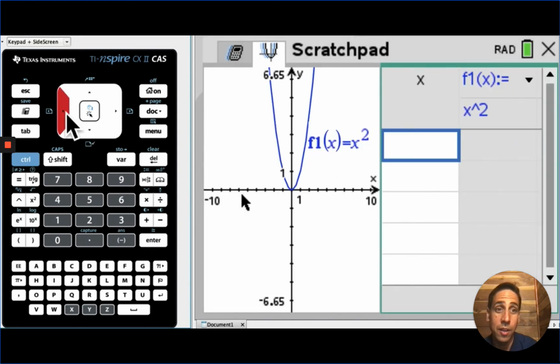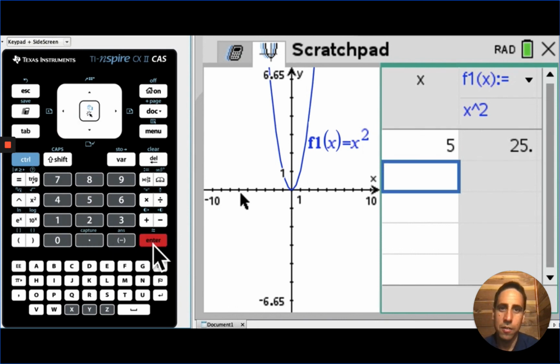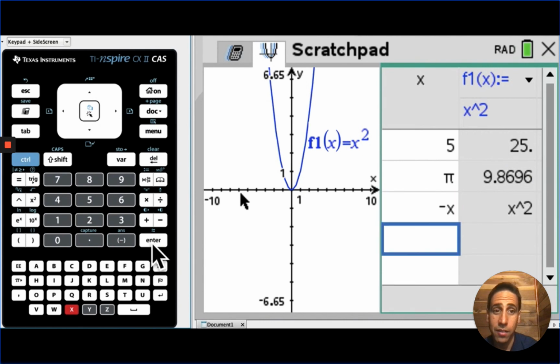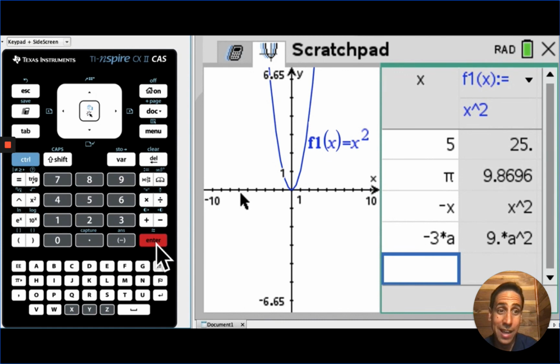So the table is blank. It's asking us what do you want as your input. And kind of like yesterday, we've got 5. 5 squared is 25. Great. Let's do pi. Pi squared is 9.8696. Enter. Let's do something really wacky, like negative x. Negative x times itself is x squared. Ooh, it can even do expressions. Negative 3a. Negative 3a times itself is positive 9a squared. Wow, calculator, you can do a lot.